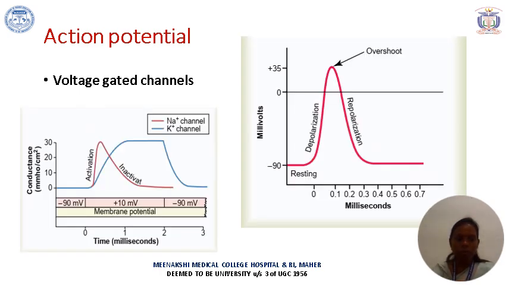This picture shows the opening of the sodium channel getting activated. After some time it becomes inactivated. Once it is inactivated, the rise to plus 35 stops. At that time the potassium channel opens. When the potassium channel opens, there is potassium efflux, because the potassium ion concentration inside the cell is higher. When the cations come out, the positivity decreases again and returns towards the resting state. That stage is called repolarization.